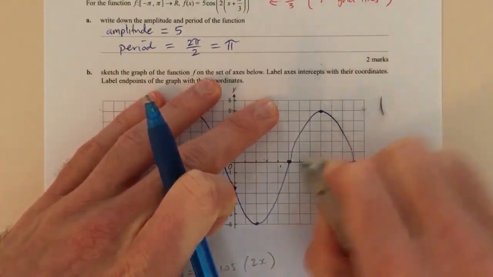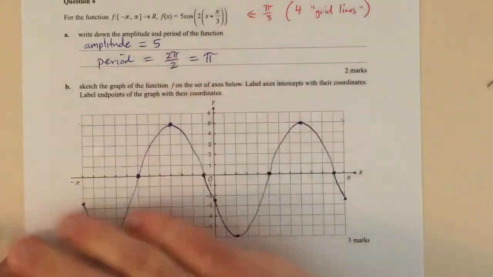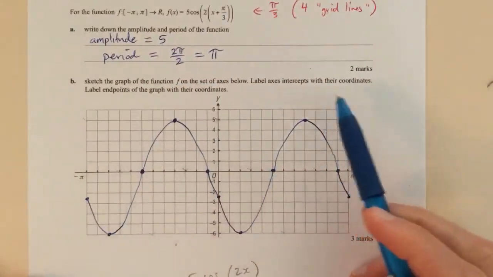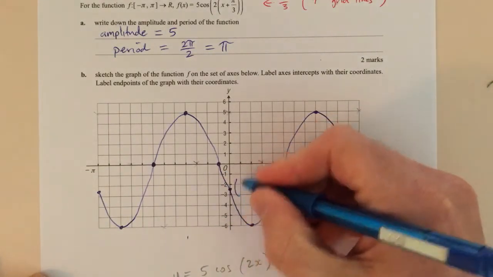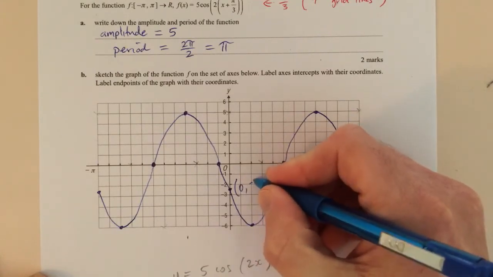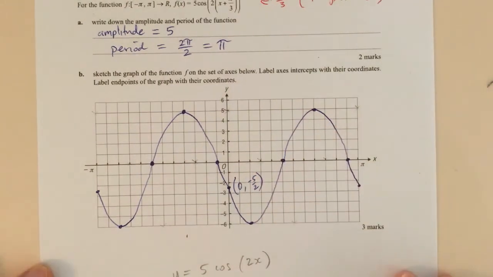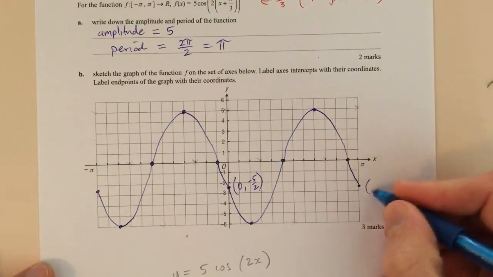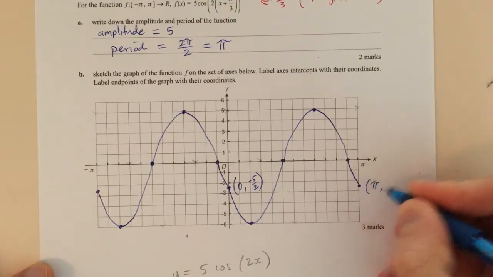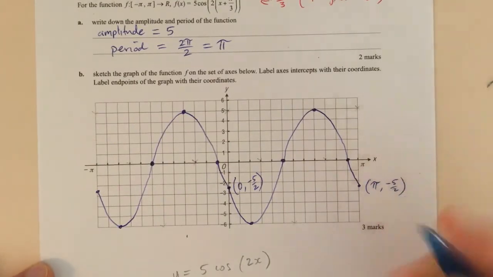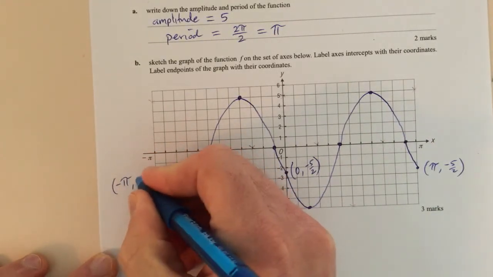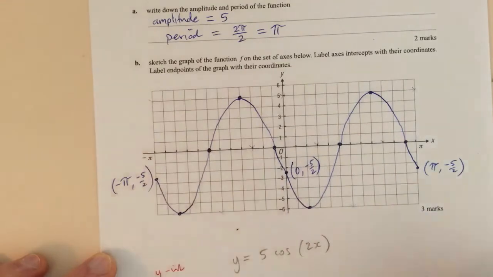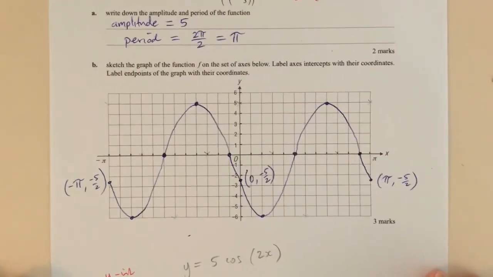The last thing we've got to do, as the question asked us to, is to label those key points, the axis intercepts and the endpoints with their coordinates. So the y-intercept was 0, negative 5 on 2. The positive endpoint was pi, negative 5 on 2. Negative endpoint is negative pi, negative 5 on 2. We've also got to put in these x-intercepts.